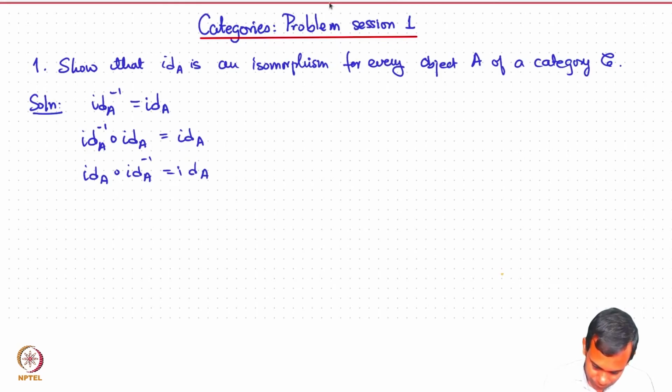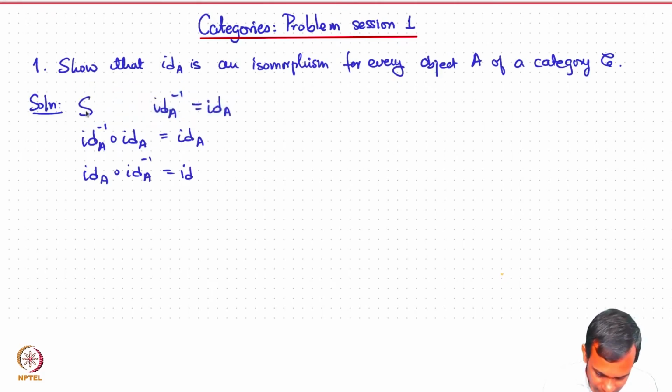So just to write this down nicely, I'll say set identity A inverse equals identity A. Then we have these things which establishes that identity A is the inverse of the identity. Okay, so that was easy.